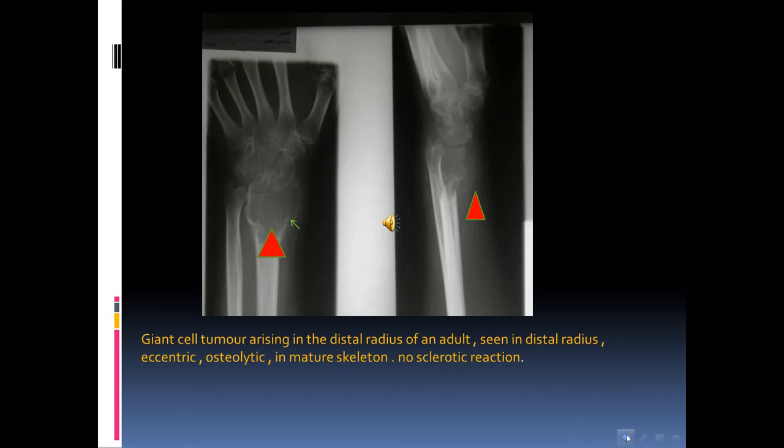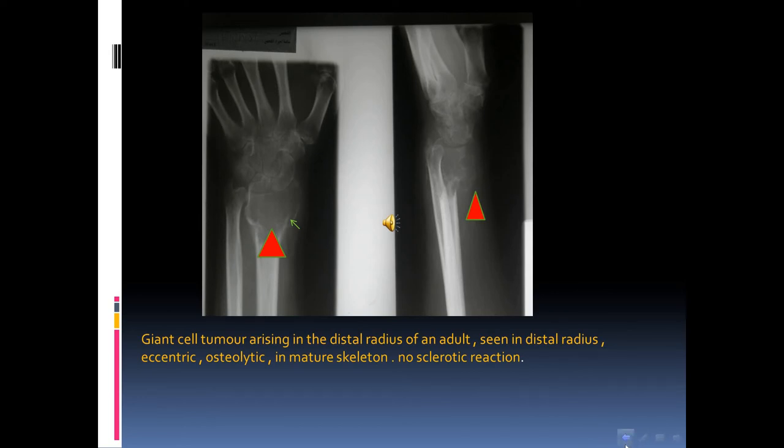How can we differentiate or diagnose giant cell tumor? The most important thing is that it is seen just at the end of the long bones, subarticular, very close to the edge of the articular surface of the long bone. And also it should be seen after fusion of the epiphysis. So it should be seen in the mature skeleton. Usually it is benign, but it can be locally aggressive and show expansion.